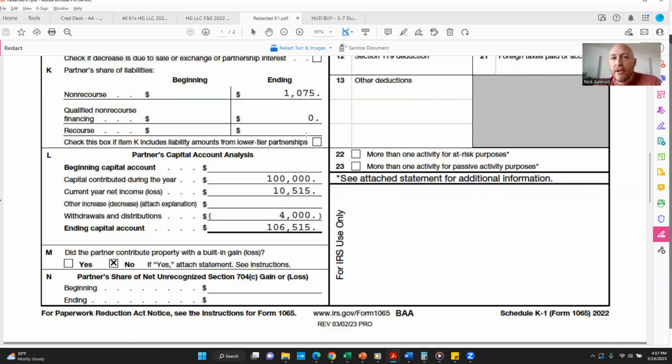So make sure you log into your portal access. We'll obviously send out emails as soon as we upload anything in there. So when K1s are uploaded, or P&Ls or tax returns, you have access to everything. But the K1 is the only document that you need to give to your CPA for tax purposes.